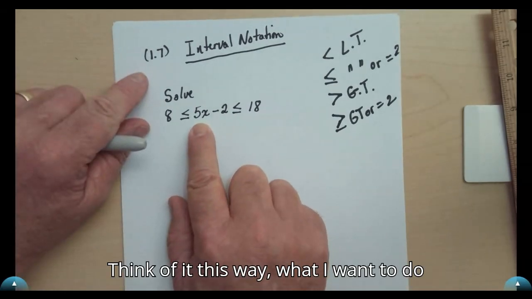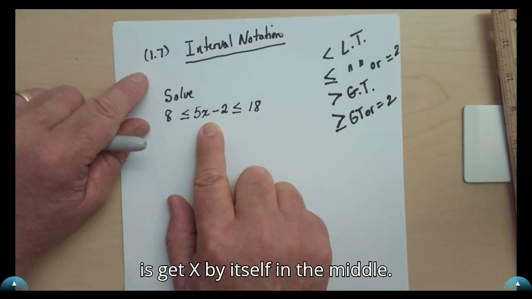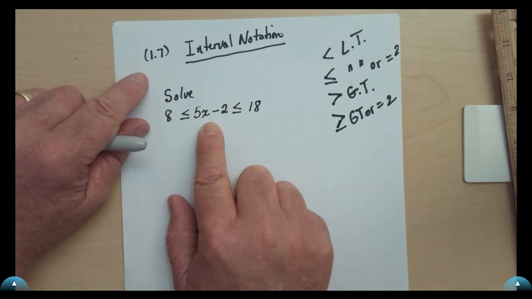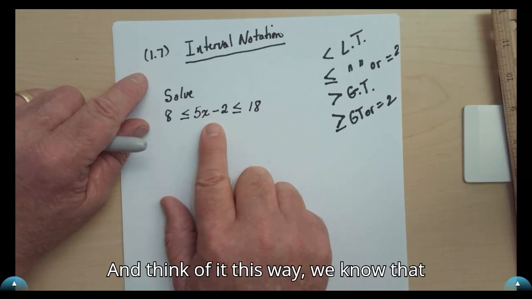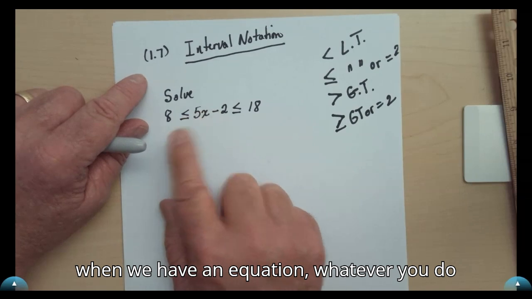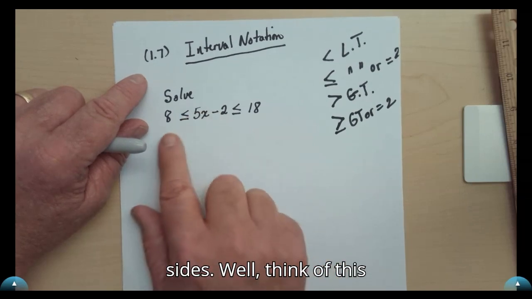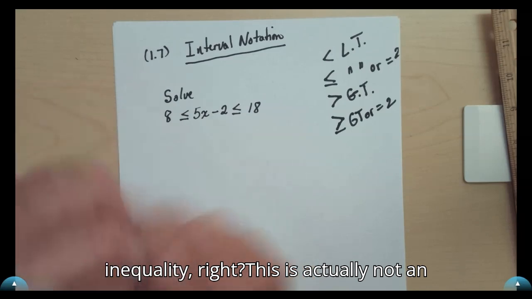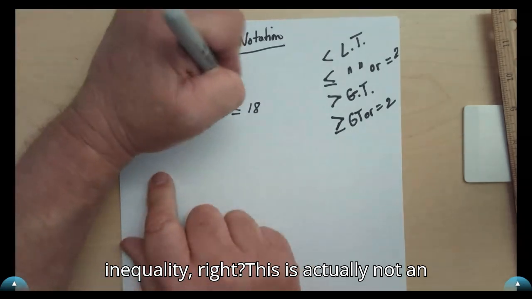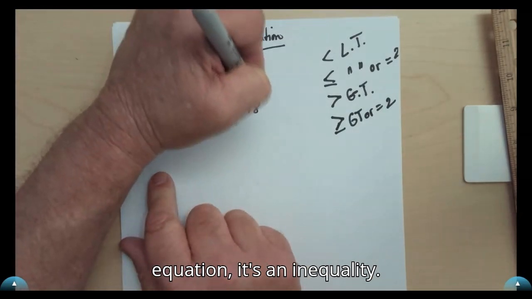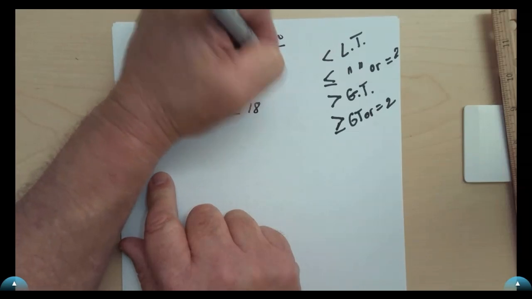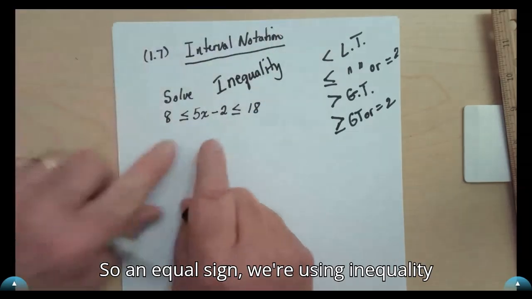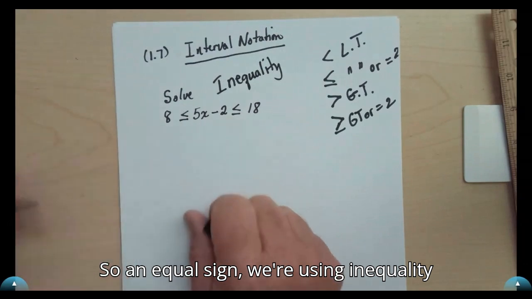Think of it this way. What I want to do is get x by itself in the middle. And think of it this way. We know that when we have an equation, whatever you do to one side, you have to do to both sides. Well, think of this inequality, right? This is actually not an equation, it's an inequality. Instead of an equal sign, we're using inequality symbols.